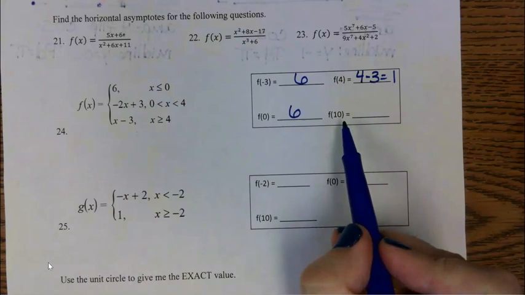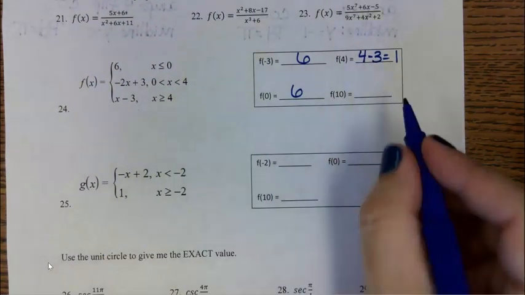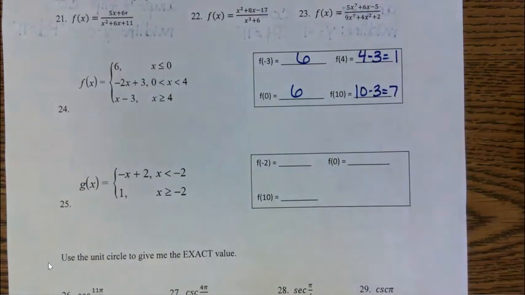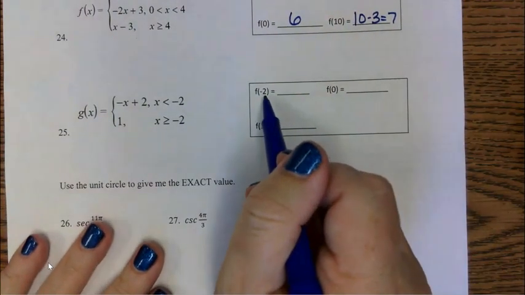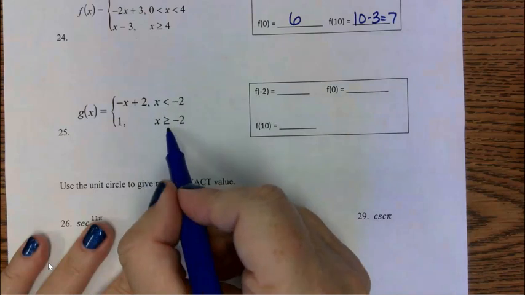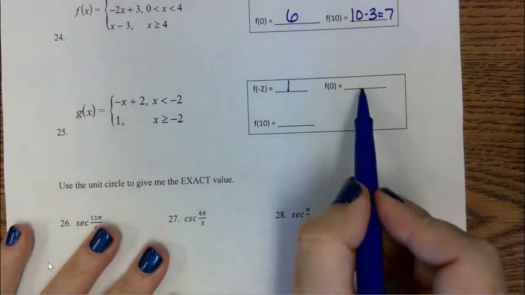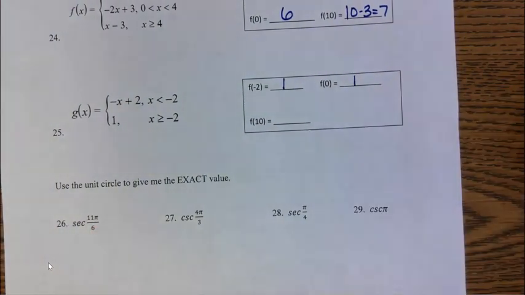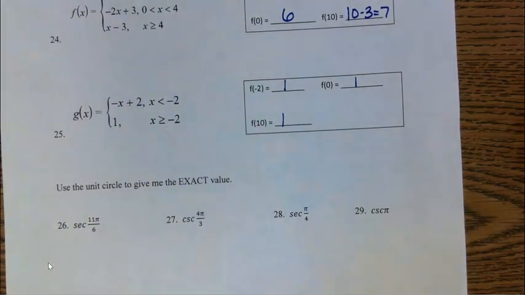I need a value, 10. So it's definitely bigger than 4. So this will just be 10 minus 3, which is 7. Okay. Negative 2. Okay. We need the equal to bar here. So this is 1. 0 is definitely bigger than negative 2, so it is 1. 10 is bigger than negative 2, so it is 1. Well, that was kind of fun in a crazy way.